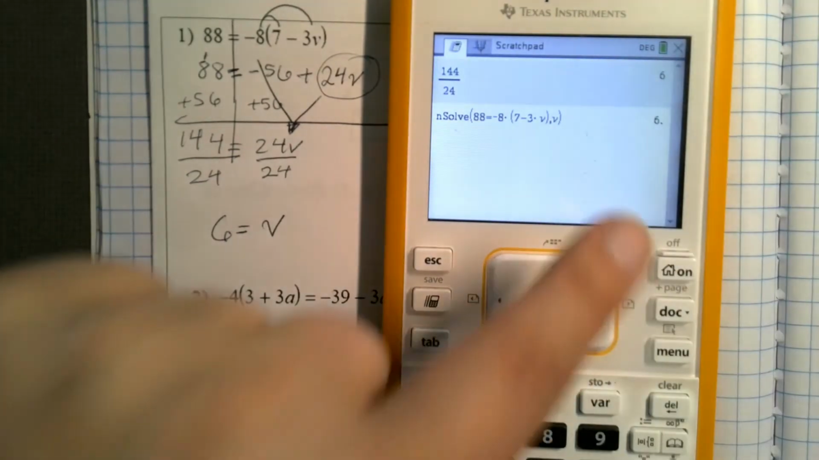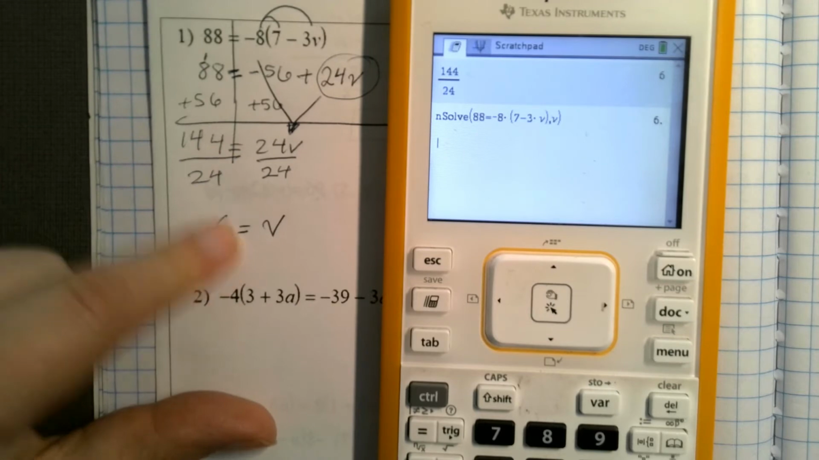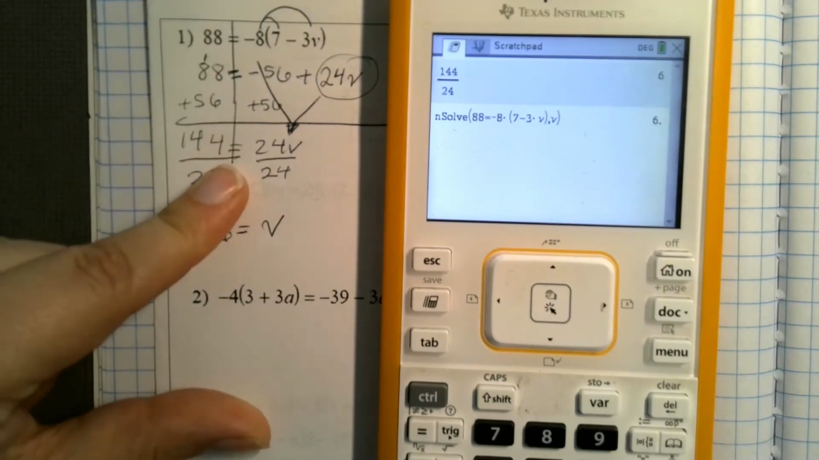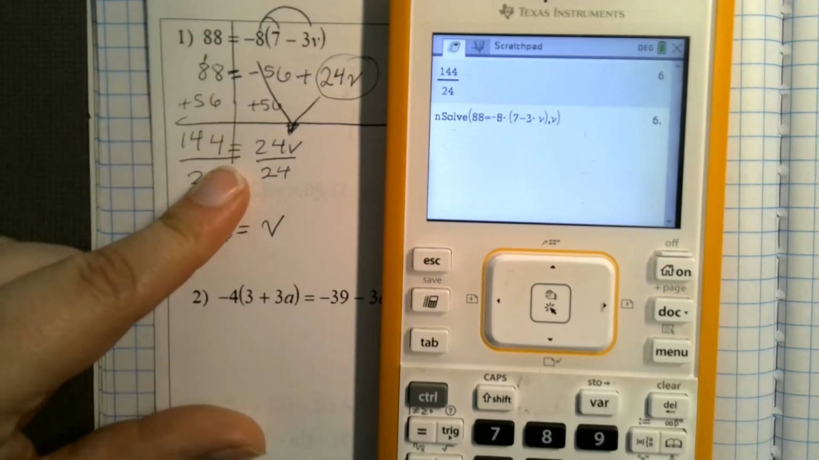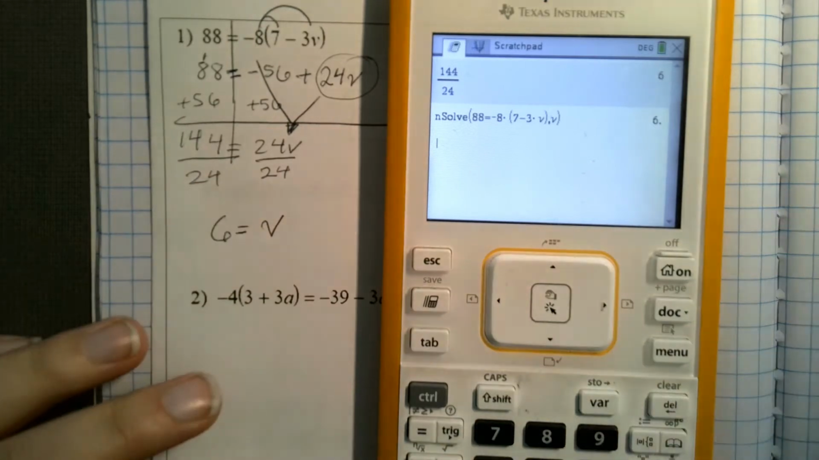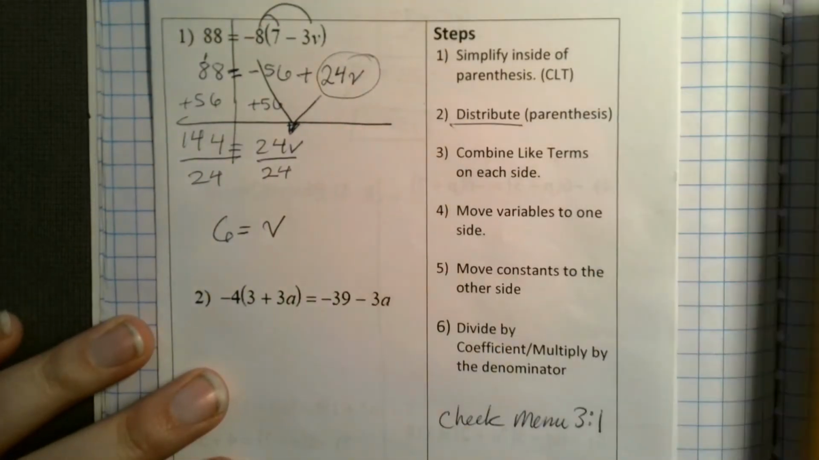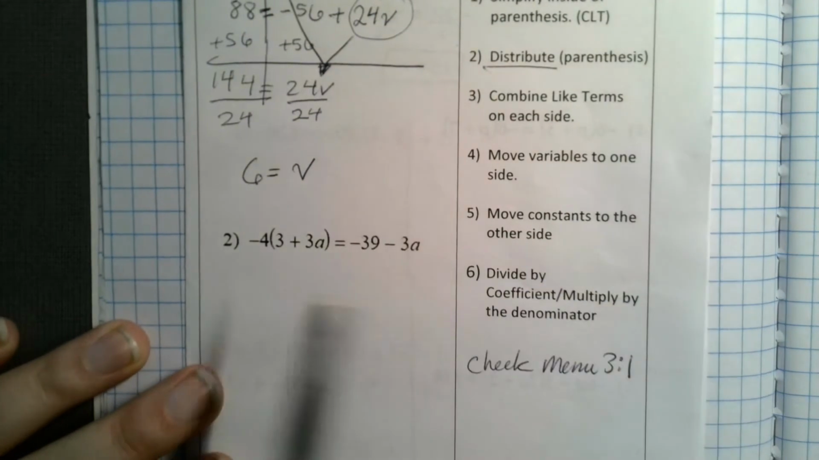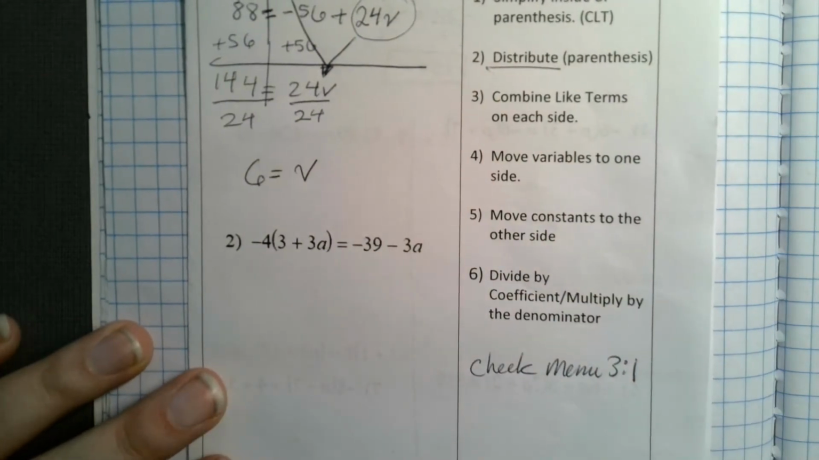But if you just have the answer, it does not mean you understand the process. And I care that you understand the process. You're getting points for the process. You guys understand? Okay.